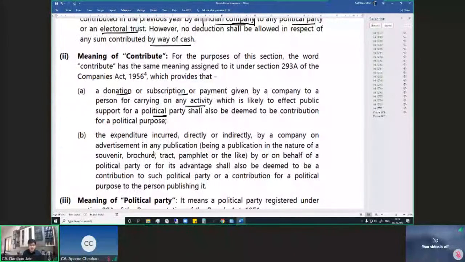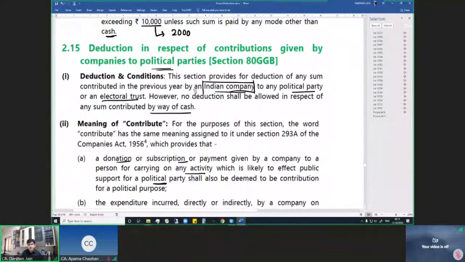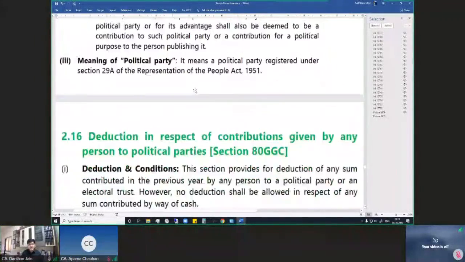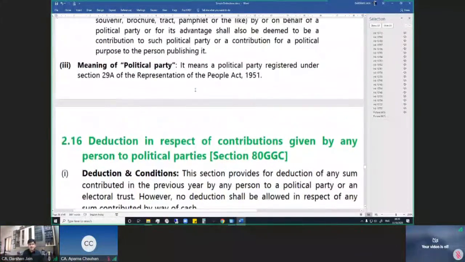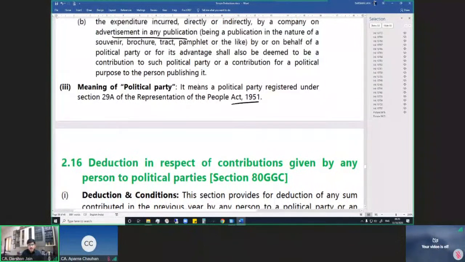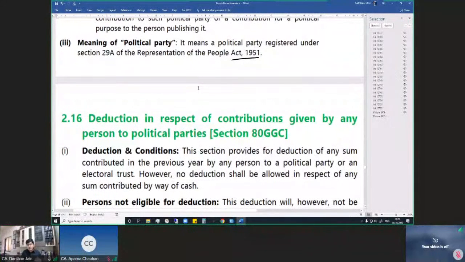Similarly, expenditure by way of advertisement in any publication of a political party, such as a souvenir, brochure or pamphlet, even that would be covered here under section 80GGB. Political party would mean a party registered under the Representation of the People Act, 1951. Similar to the contributions made by an Indian company to a political party, that is allowed as deduction to the extent of 100% of such contribution.